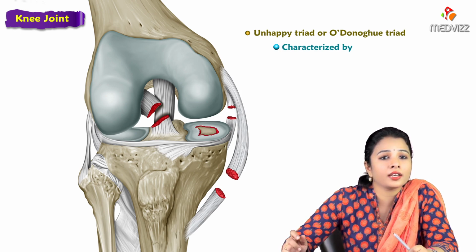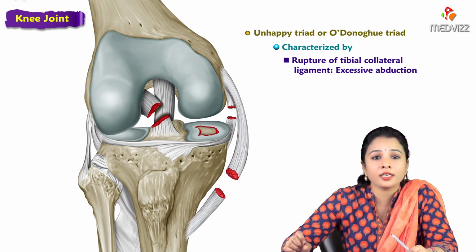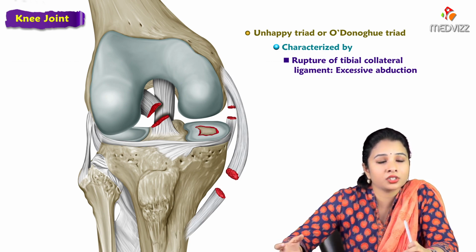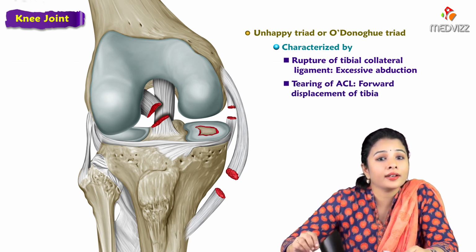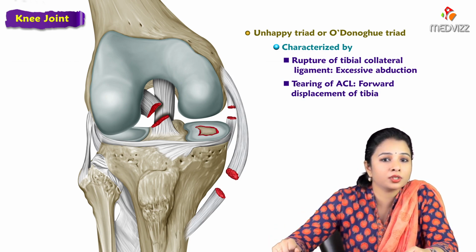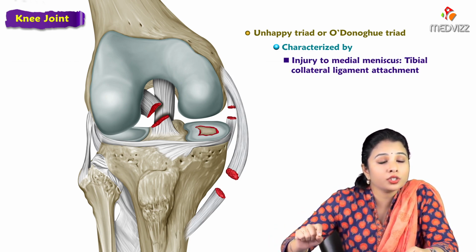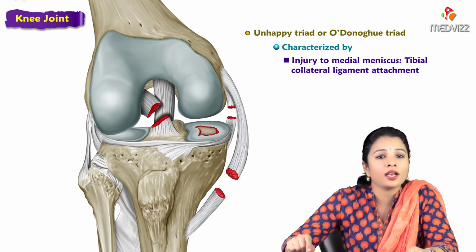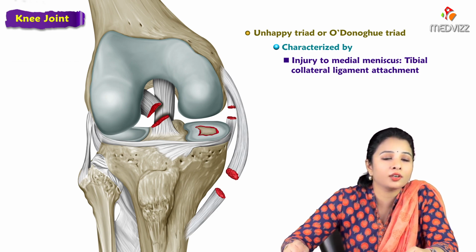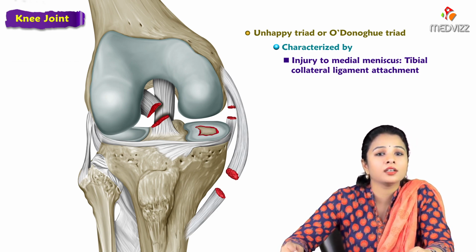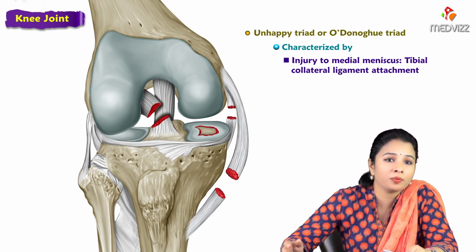This is characterized by rupture of the tibial collateral ligament due to excessive abduction, tearing of the anterior cruciate ligament as a result of forward displacement of the tibia, and injury to the medial meniscus as a result of the tibial collateral ligament injury. So three structures are involved in the unhappy triad, which is very common with football players.